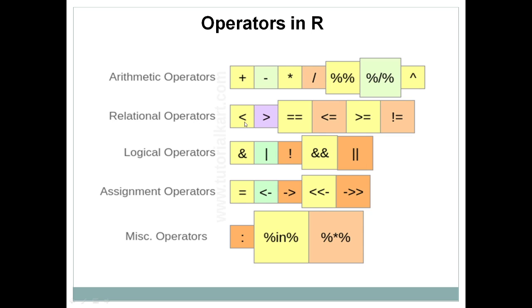Then there are relational operators such as less than, greater than, double equals, less than or equal to, greater than or equal to, and not equals. Similarly we have logical operators such as and, or, not, logical and, logical or. In R, the assignment operator is the arrow. This arrow is the one we are mostly going to use for assignment. Then miscellaneous operators include colon, percent in percent, and so on. These are the various operators available in R.